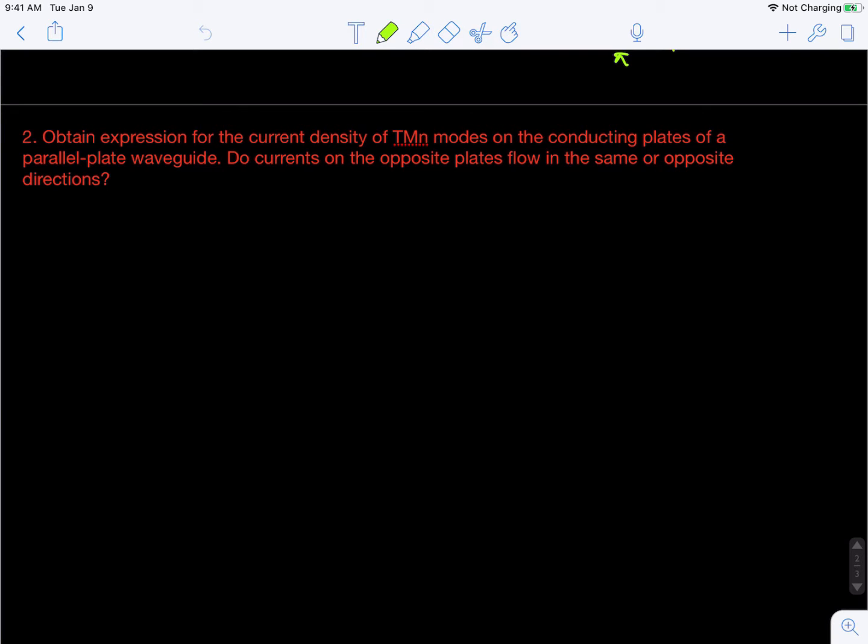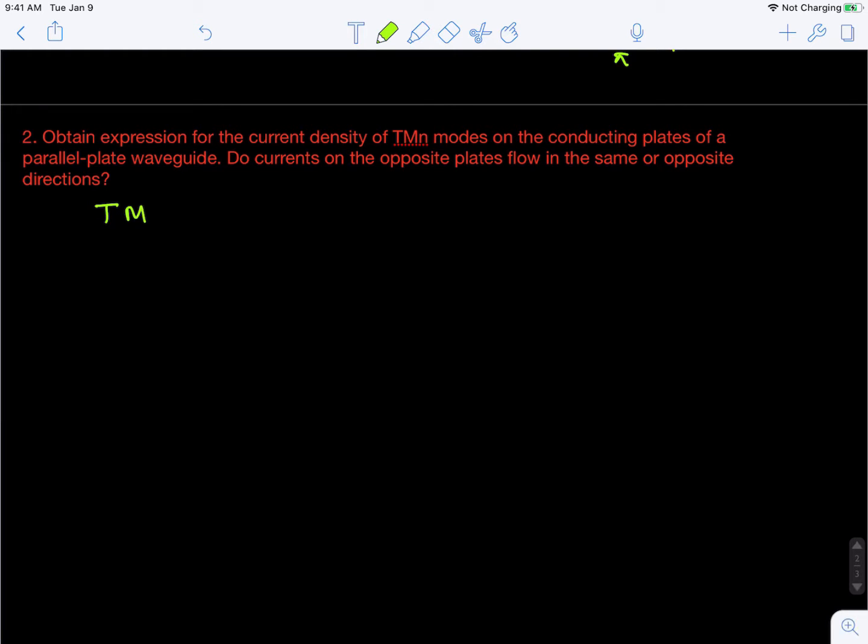So problem 2 on homework 9 states: obtain an expression for the current density of TM_n modes on the conducting plates of a parallel plate waveguide. Do currents on the opposite plates flow in the same or opposite directions? The way we solve this problem is we'll first write down the equations for TM_n modes.